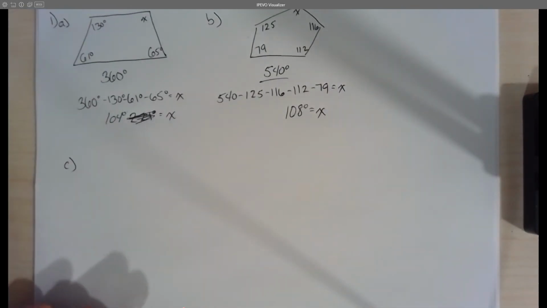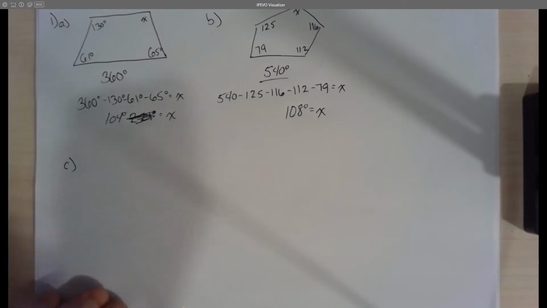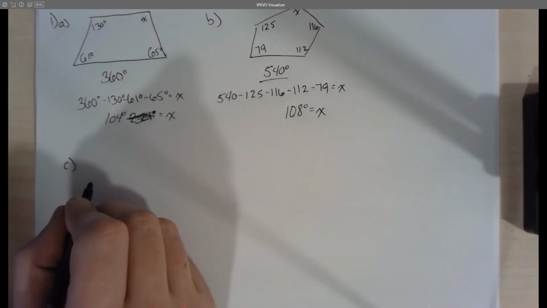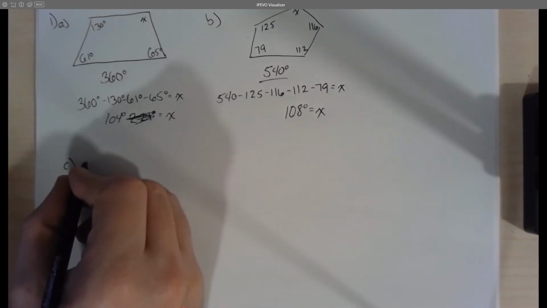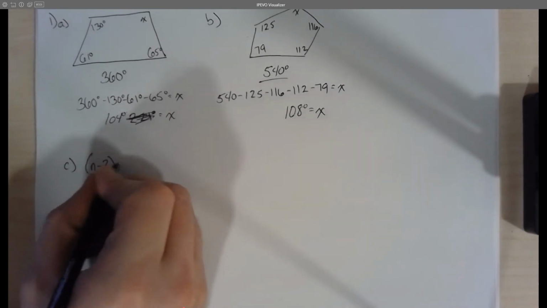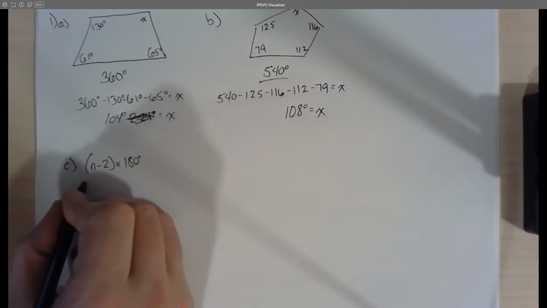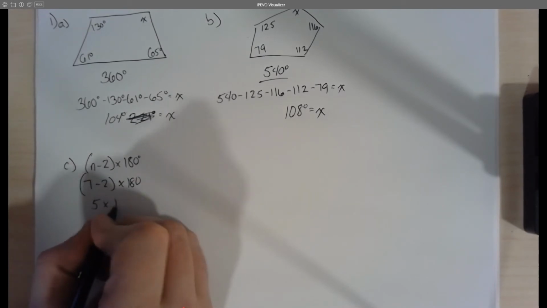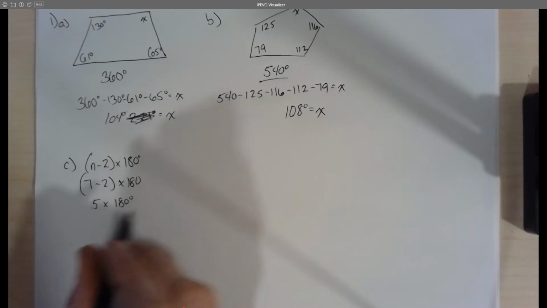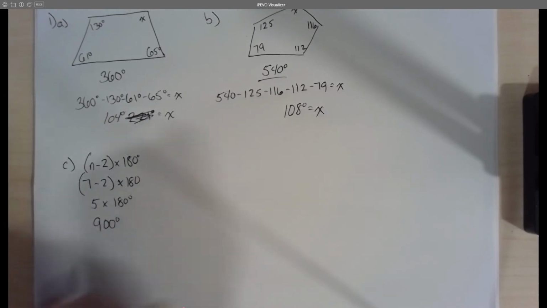All right, C. C, we are given a seven-sided shape. I'm not going to necessarily draw this shape. It would be a little bit too much to do that. But a seven-sided shape would mean that we have n minus 2 times 180 degrees. Seven-sided shape is 5 times 180 degrees, which is going to give us 900 degrees total for interior angles.